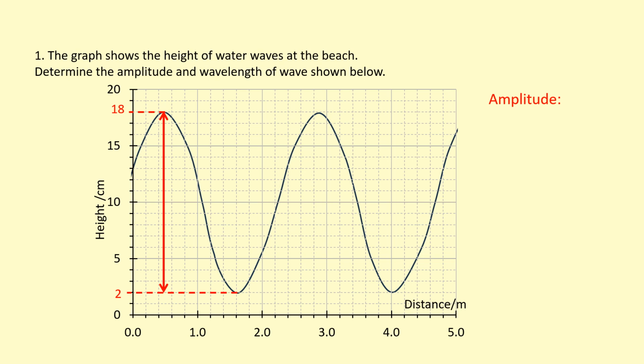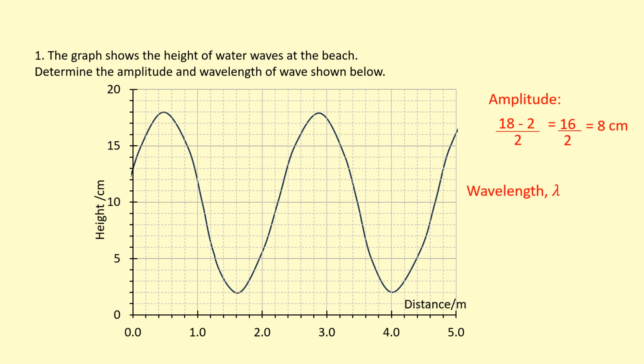So to get the amplitude, we need to figure out the maximum displacement from the equilibrium. So what I would recommend doing here is doing 18 minus 2. That gives me 16 centimeters from the top to the bottom, and then divide that by 2 to get the distance or the displacement from the equilibrium, because that's 8 centimeters. So if I mark it like this, from the equilibrium line to the very top, it's going to be 8 centimeters.